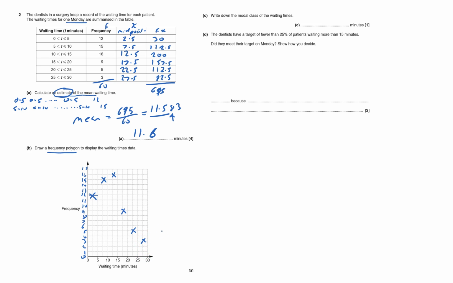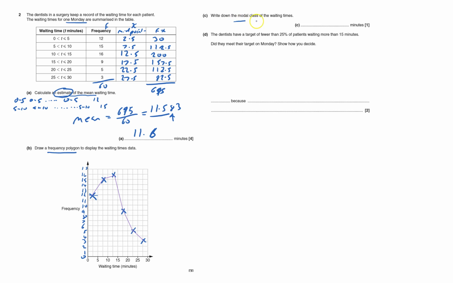And then we have to make a polygon, so that means I need to draw it up with a line. And just keep on drawing the lines, and that's why it's called a polygon, because it looks a bit like a polygon. And that's the first part done.